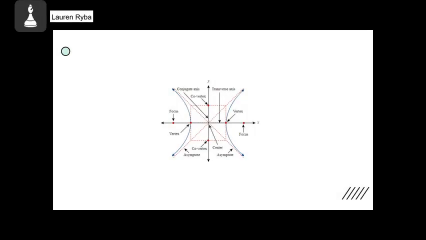This image shows all the parts of a hyperbola. Starting with the vertices, we will have two. We will also have two foci. Our center is going to be at the origin, so every single time we will go through the origin here with our asymptotes. There will be two asymptotes. So you'll see these here.